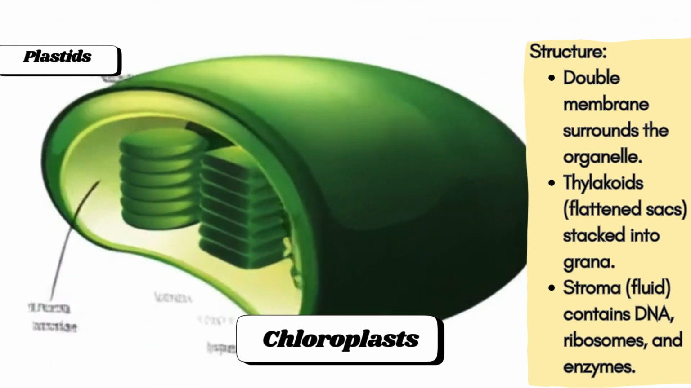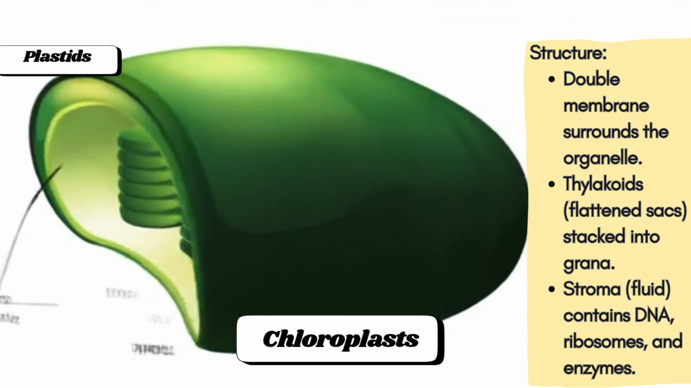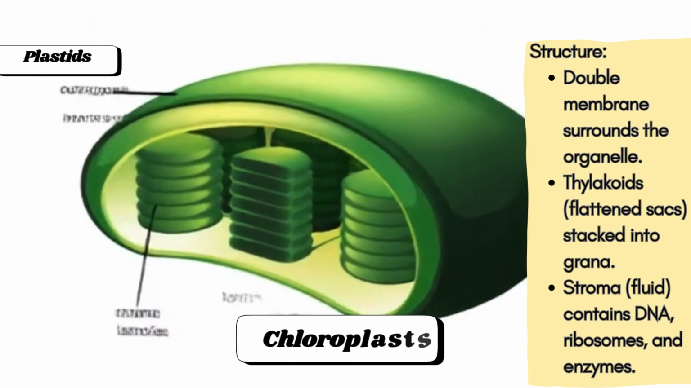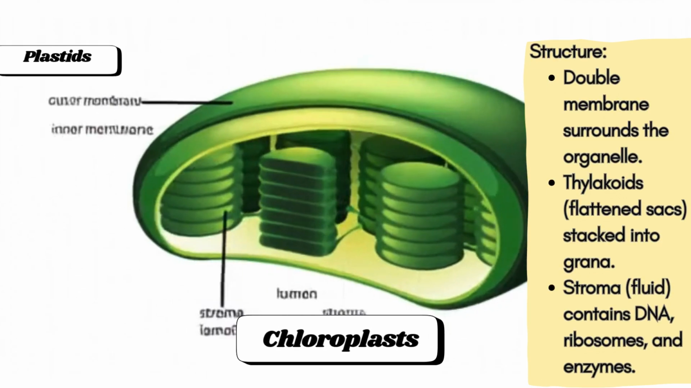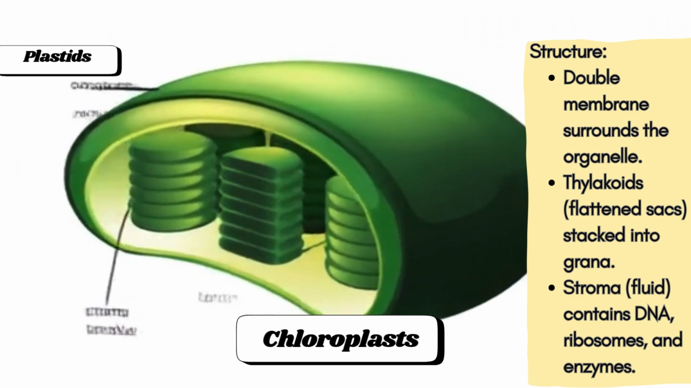Chloroplasts are usually oval in structure. Two membranes of the chloroplast form the chloroplast envelope. They have their own DNA and ribosomes. They can multiply within the cell on their own. They have a system of membranes containing chlorophylls and other photosynthetic pigments.